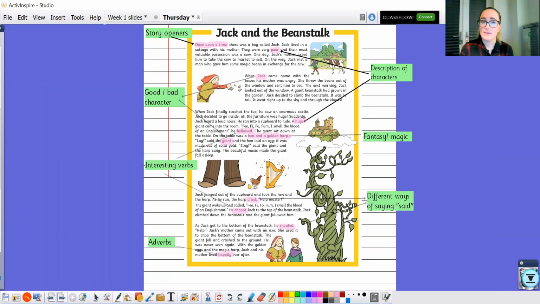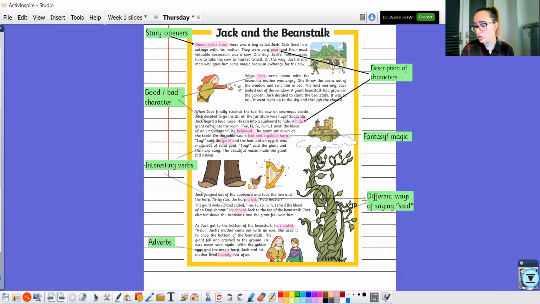Now, I've identified that they were poor. Poor Jack. He was poor, he didn't have any money. That's describing Jack. And a huge giant. So it's an adjective and it's describing the giant, describing one of the characters.